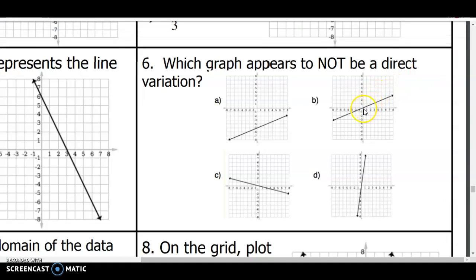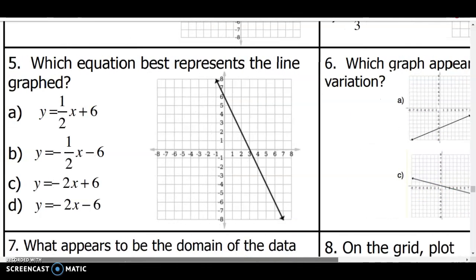Number 6, we're going to skip this one, but if this is on yours, direct variation is a positive slope and crosses through the origin. Yeah, we're not going to do this one. Oh, it says appears not to be. Direct variation crosses through the origin. So B crosses through, that crosses through, and that crosses through, that does not. So that's not direct variation, but that shouldn't be on yours.